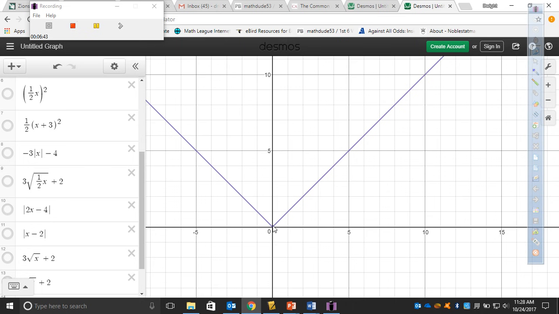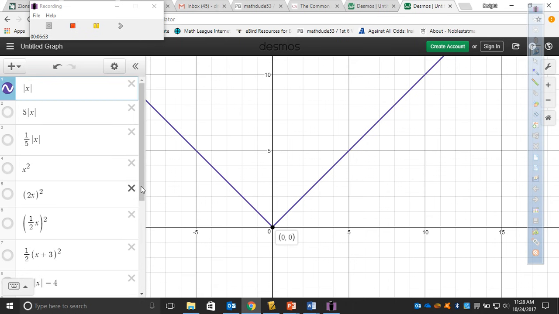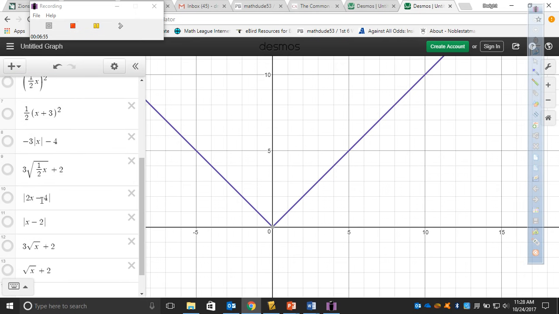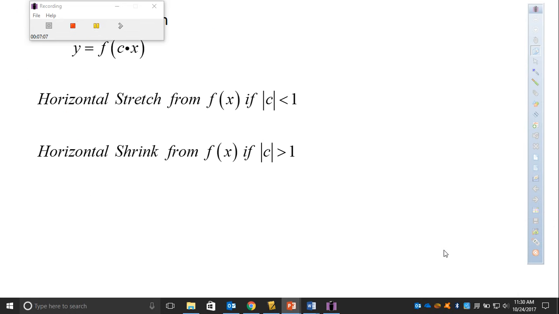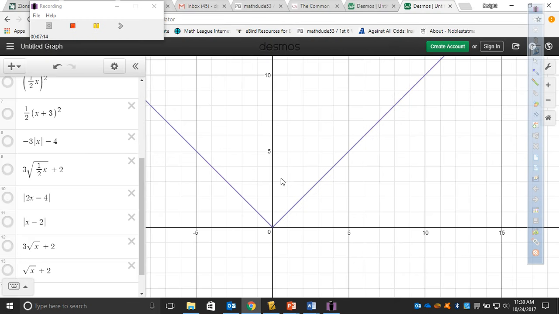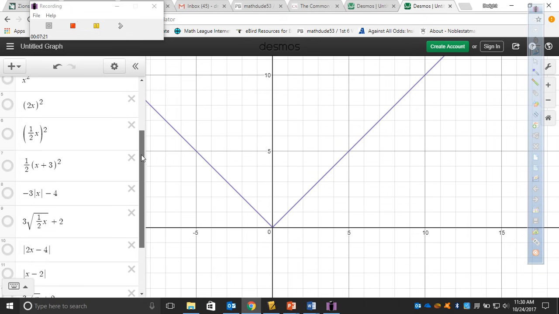So think to yourself, what makes this 0? Here's my original parent graph at 0, 0. What makes that 0 is going to be +2. So I'm going to move only 2 to the right because that makes it 0. And because this 2 out front is greater than 1, if we go back to our notes, on the inside, greater than 1, it's a horizontal shrink. So as we previously mentioned, think squeezing the graph, pushing the graph in from the side and shrinking that by a factor of 2.